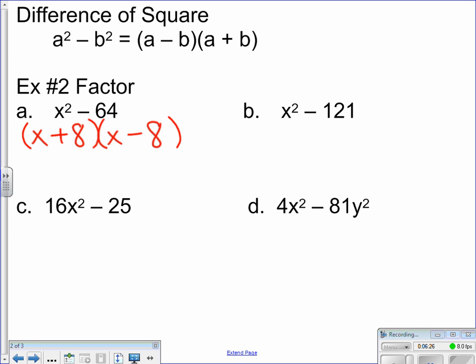X squared minus 121. X and x. 121 is positive 11, negative 11. Good times, bad times.